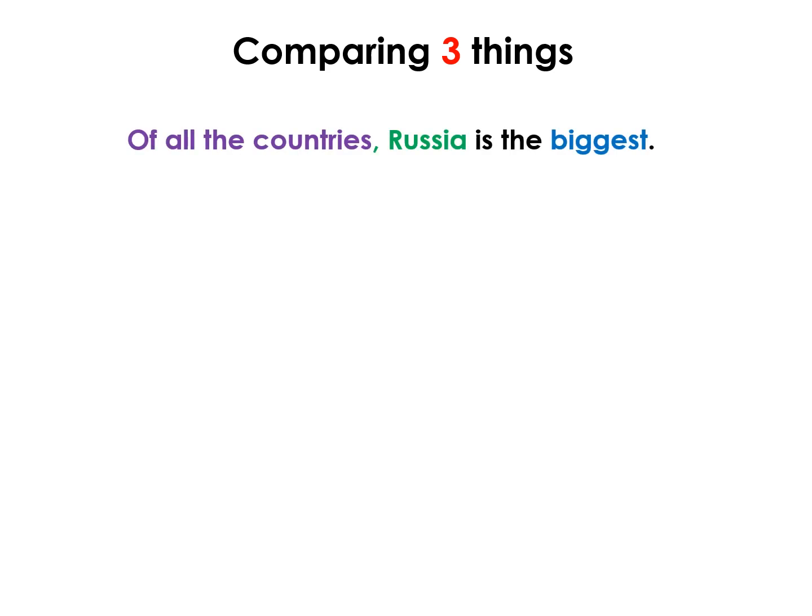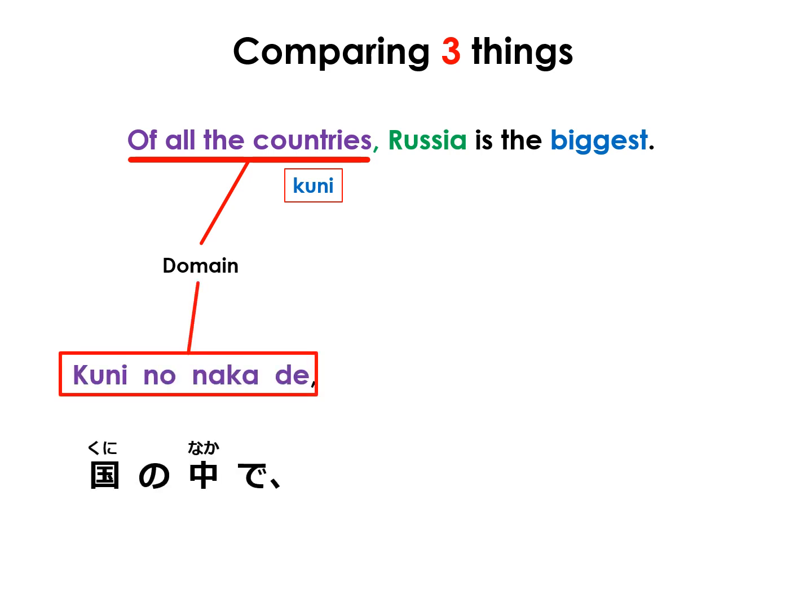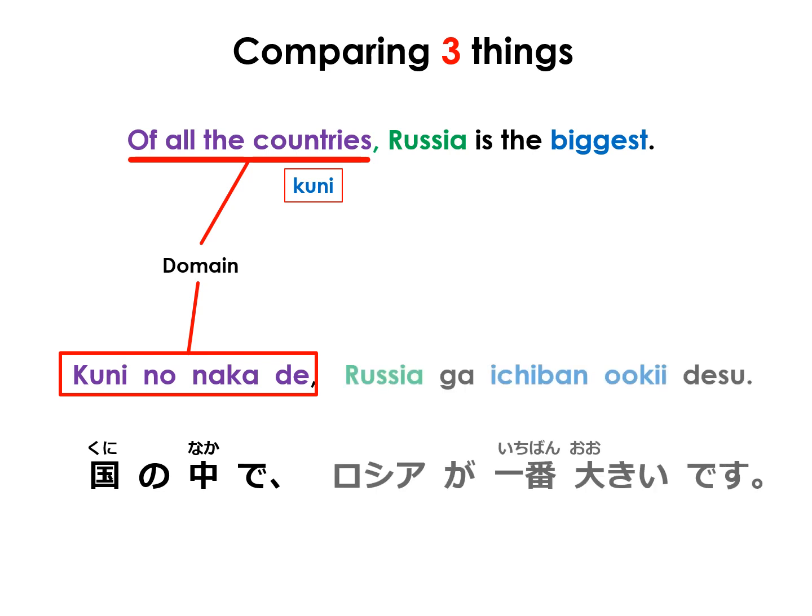Consider the sentence, of all the countries, Russia is the biggest. The domain here is of all the countries. Country in Japanese is kuni. So to indicate the domain, you say kuni no naka de. And then you follow with the regular sentence. Russia is the biggest, which in Japanese is Roshia ga ichiban ookii desu. So the whole sentence is Kuni no naka de Roshia ga ichiban ookii desu.